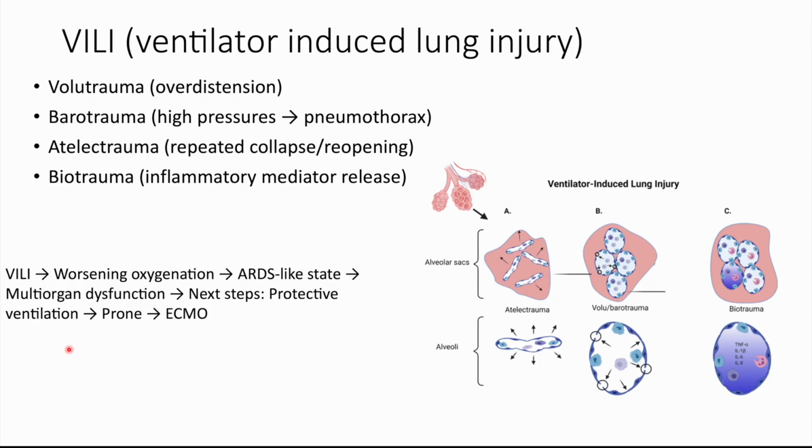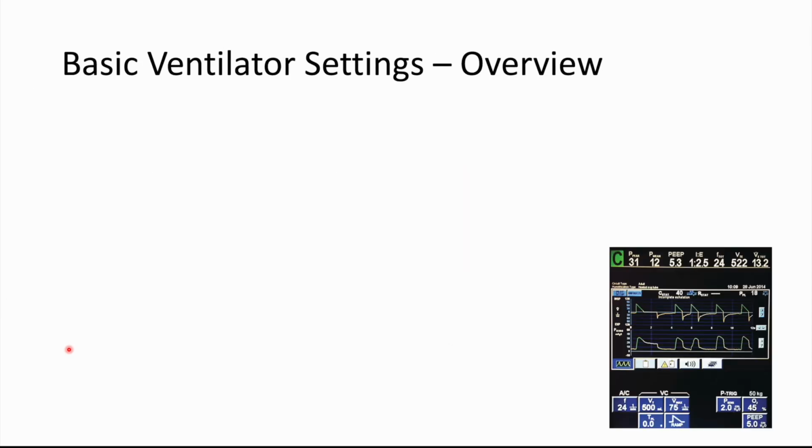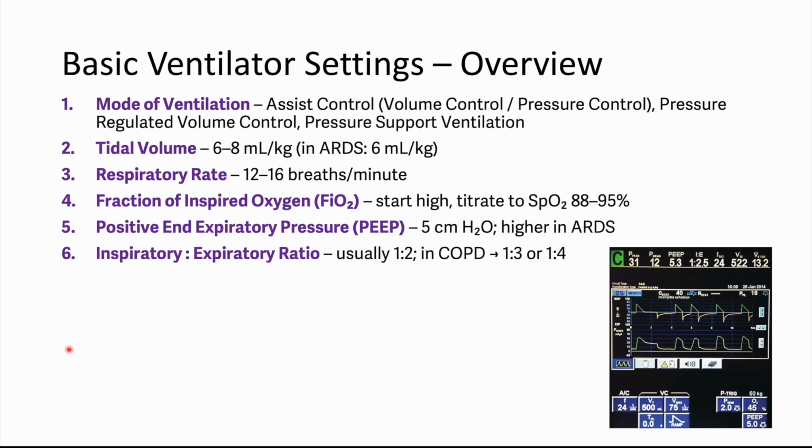So next is about the basic ventilator settings. When you put a patient on a ventilator, you need to set six fundamental parameters. So you have to know these six parameters to get into these settings. One is mode of ventilation, tidal volume, then respiratory rate, then fraction of inspired oxygen, then positive end-expiratory pressure, and inspiratory to expiratory ratio.